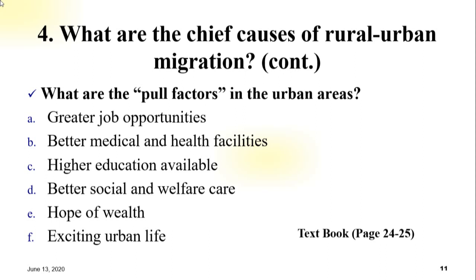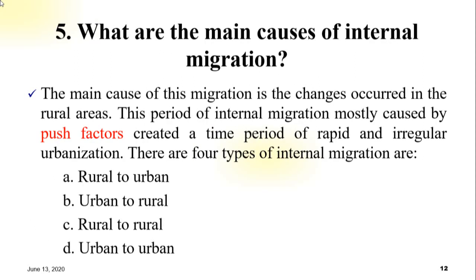From better job opportunities, better medical and health facilities, higher education, better social and welfare care, hope of wealth, and exciting urban life. So now move to point number 5. What are the main causes of internal migration?